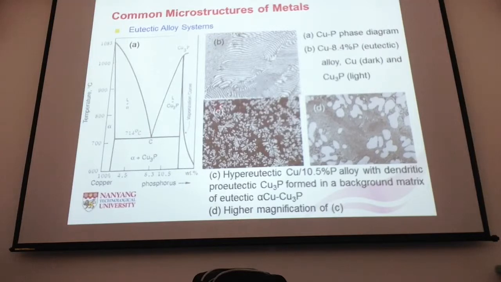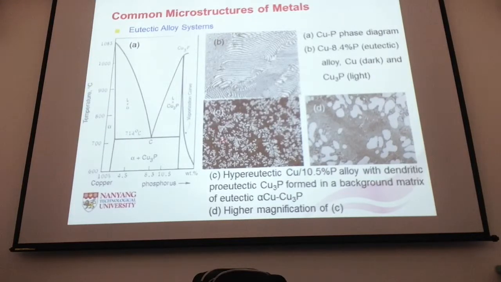So image C shows the hyper-eutectic, 10.5% phosphor here. It means that when we decrease the temperature to here, we can get the copper 3 phosphor, until we reach this line, where we get the eutectic phase. But in image C, we can say the light one is the first to come out, the copper 3 phosphor, but the background is black. That's because the magnification is low.